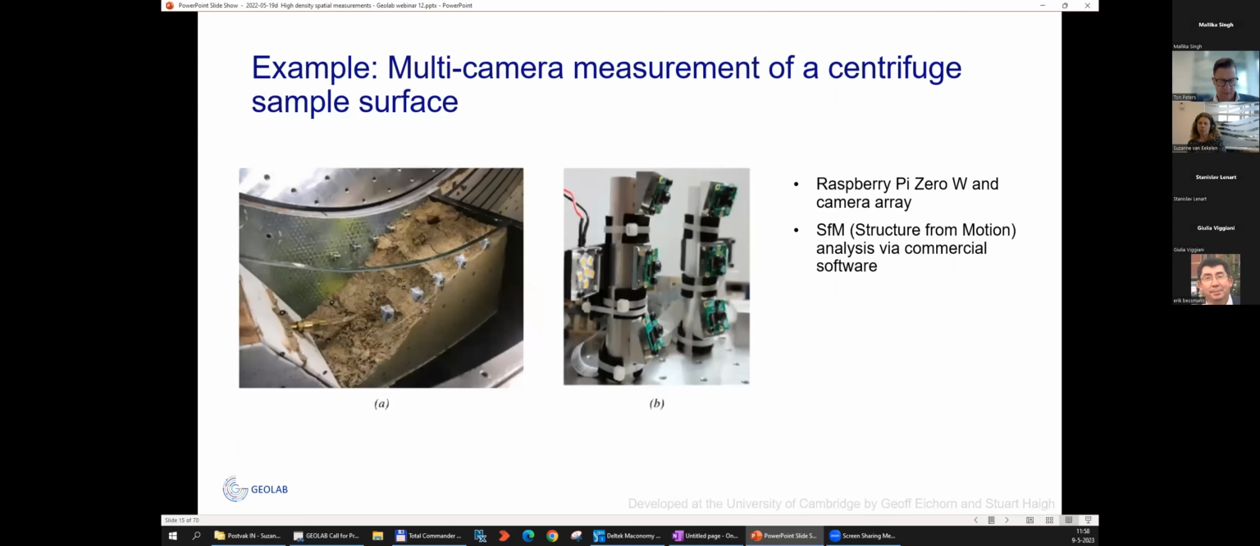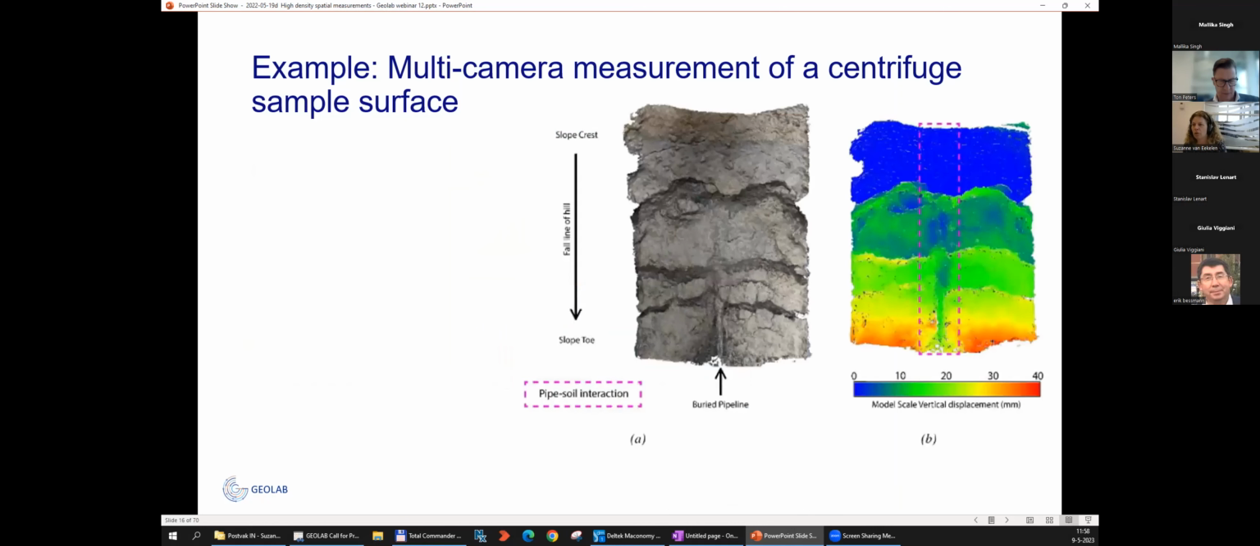Another example is multi-camera measurement of centrifuge sample surface. Again, those green plates, the Raspberry Pi 0W, and a camera array this time. And this is strictly speaking not PIV, but structure from motion analysis. But the idea is the same, and results look like this. So here we see on the right-hand side the vertical displacement measured with this system.